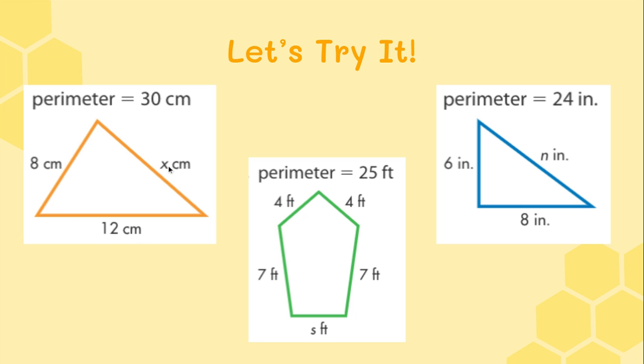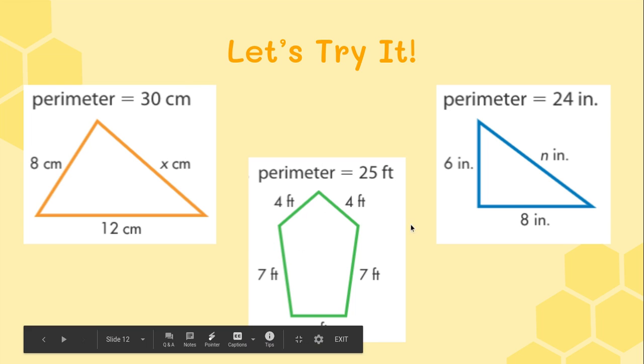Now, I'm going to add all of those up together and see if it equals 30. So I'm going to add 8 plus 12 plus 10 just to double check. 8 plus 12 equals 20, plus 10 equals 30. So it equals the perimeter that the problem gave me, which means I am correct.